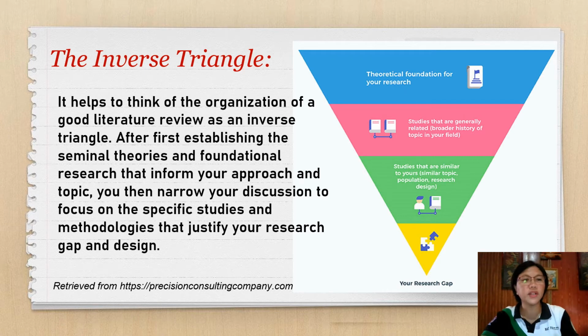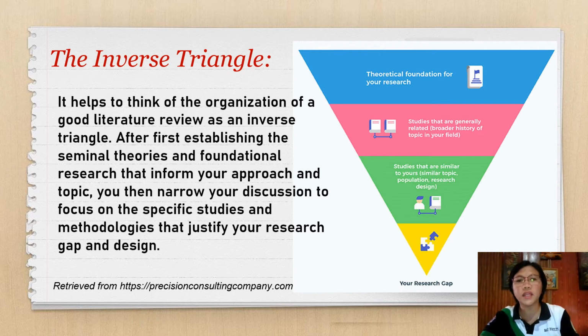We are going to consider the inverse triangle if you want to have a very conclusive literature review. It helps to think of the organization of a good literature review as an inverse triangle. After first establishing the seminal theories and foundational research that inform your approach on the topic, you then narrow your discussion to focus on the specific studies and methodologies that justify your research gap and design.